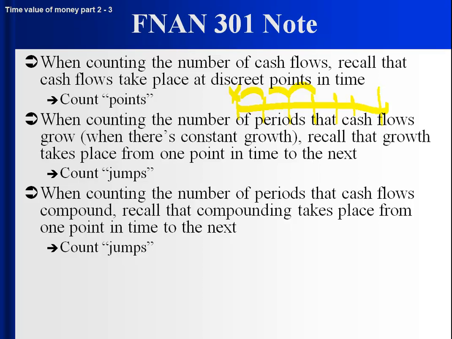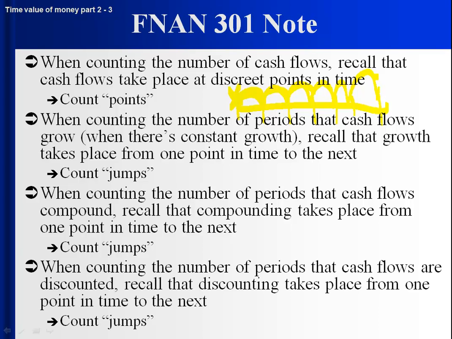Same thing for compounding. I put some money in the bank here. I want to know how much I'll have here. It grows or compounds 1, 2, 3, 4, 5, 6 times. Discounting works the same way. You're counting jumps. You're just going backwards in time. So again, if I had some cash here and I want to know how much it'll be worth in the beginning, just discount back 1, 2, 3, 4, 5, 6. So again, this reference may be helpful as far as when you count points and when you count jumps.